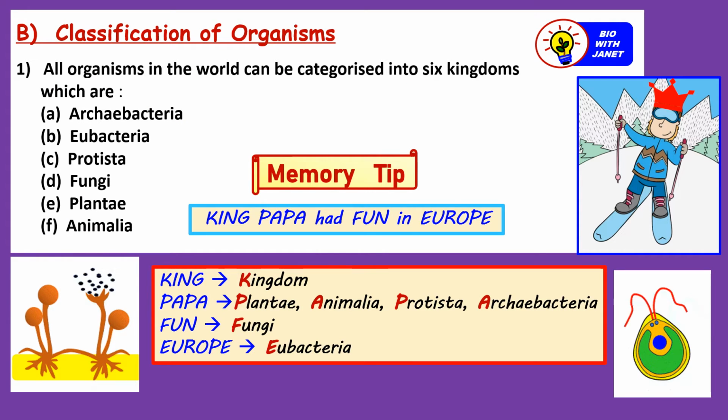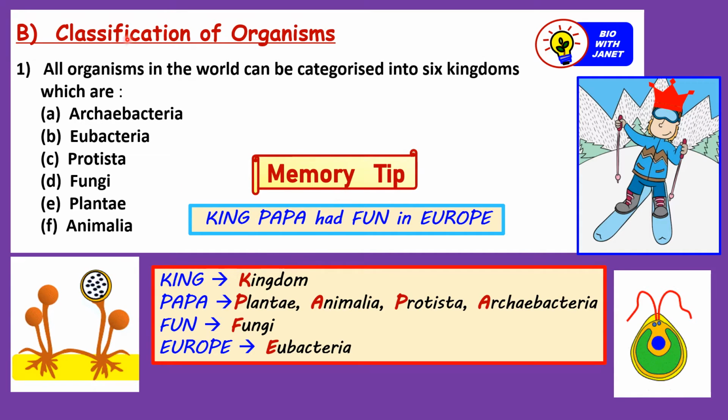Now, the classification of organisms. All organisms in the world can be categorized into six kingdoms, which are Archaebacteria, Eubacteria, Protista, Fungi, Plantae, and Animalia. Archaebacteria is the most primitive and also the most ancient type of organism. By primitive, we mean that it has a simpler structure at the cellular level. Going down until Animalia, the cells become more and more complex, right?